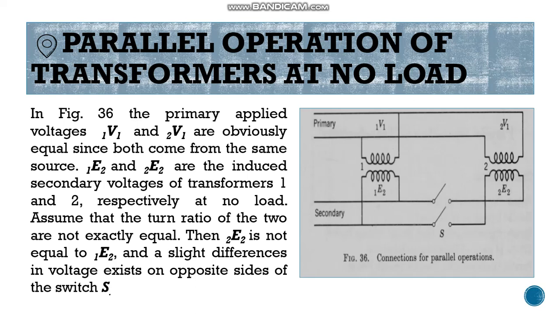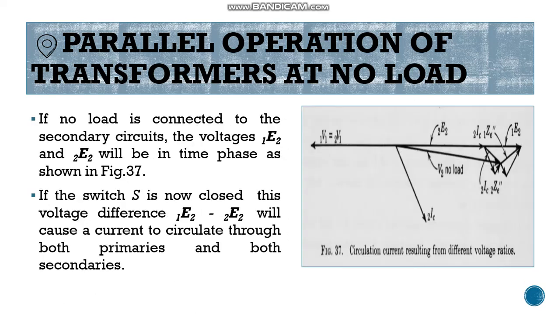Assume natin na ang turn ratio ng transformer 1 and 2 are not the same. Therefore, the induced secondary voltages of the two transformers are also not the same. And yung small difference sa voltages is nag-i-exist sa opposite sides ng switch. If no load is connected to the secondary circuits, the secondary voltages of the transformer 1 and transformer 2 will be in the time phase as shown in figure 37.